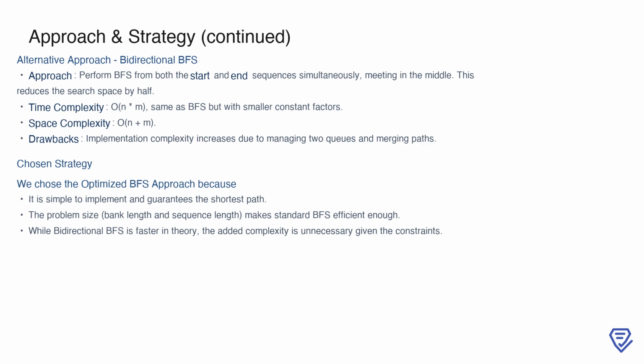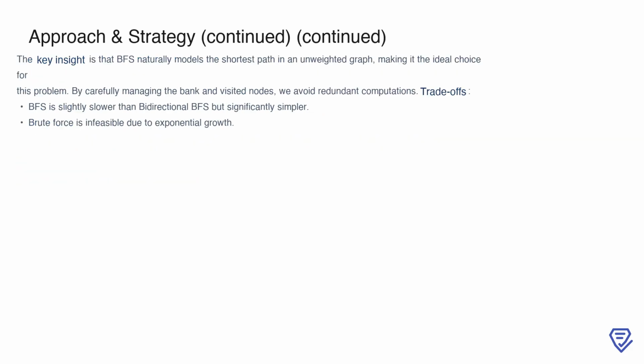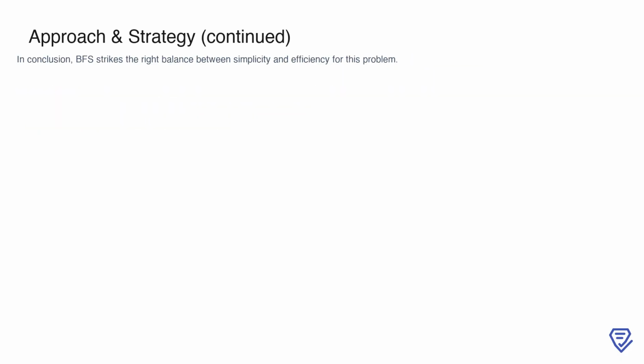Ultimately, while bidirectional BFS is theoretically faster, its added implementation overhead isn't justified for this problem given the relatively small constraints. That's why we opt for the simpler optimized BFS approach. This method is not only easier to implement but also ensures we achieve the shortest path efficiently without unnecessary complexity. In summary, BFS strikes the perfect balance between simplicity and efficiency for solving this problem.